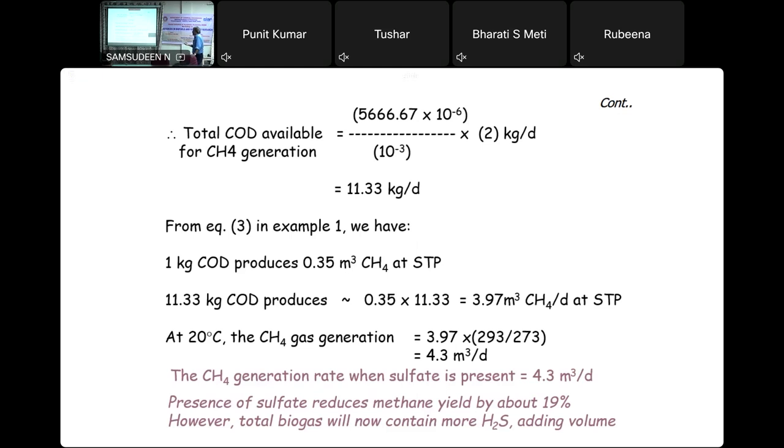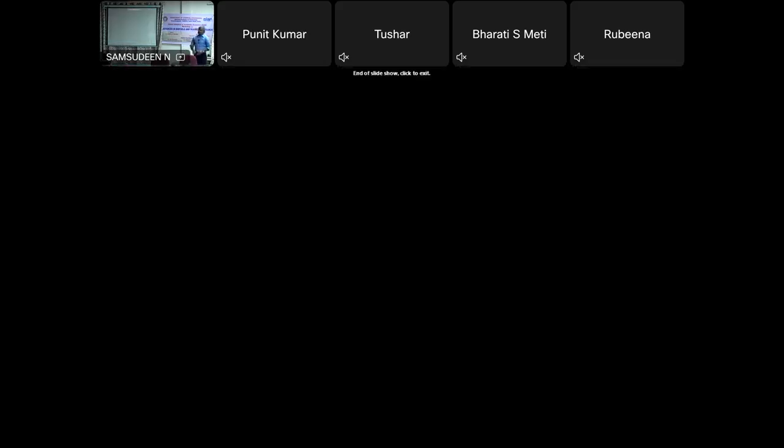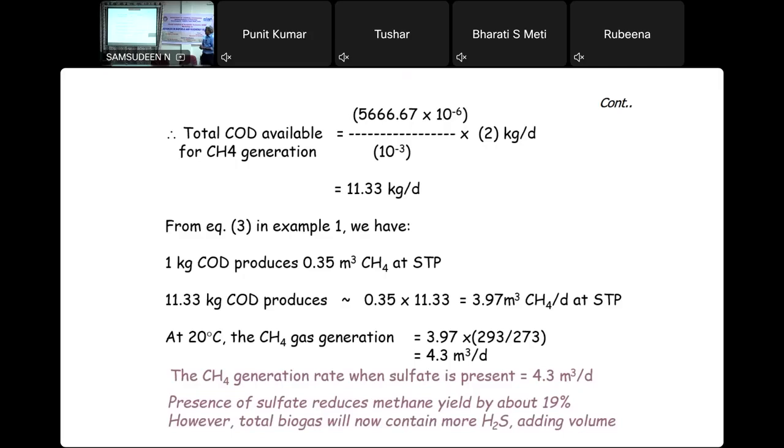Our total biogas will now contain more hydrogen sulfide, H2S, because of sulfate reducing bacteria producing H2S. That's going to be in the mixture of biogas now, adding volume. It looks a little more complicated, but that's how you solve the problem. So I gave you two scenarios. If you want me to repeat that again, we'll go back and repeat it.